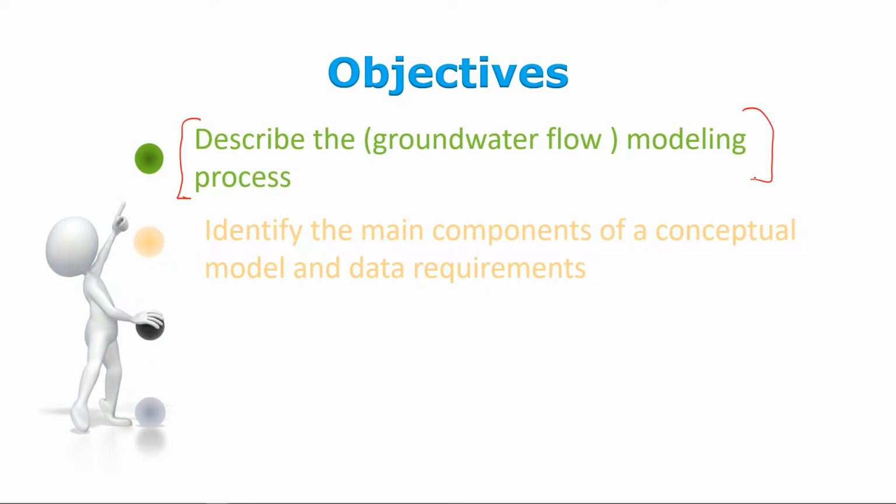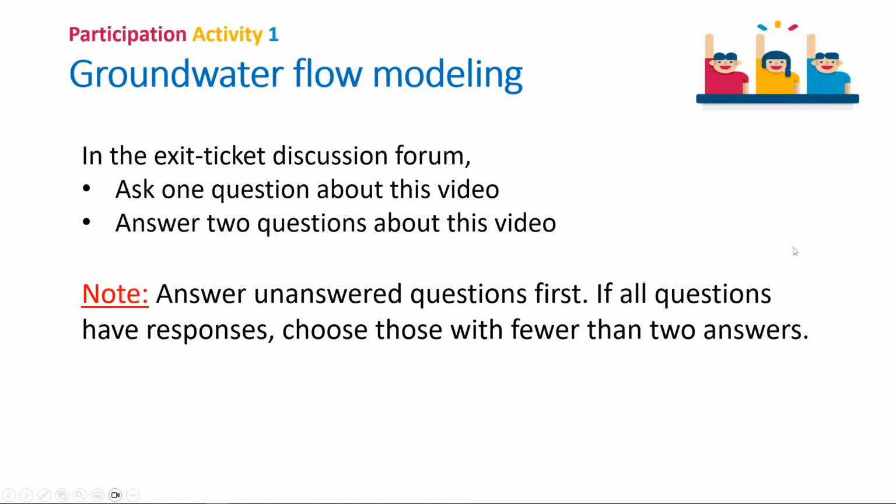So the modeling process is how you create a conceptual model, you set up your model, you calibrate your model, you apply your model, you document your model, you implement the solutions that you proposed, and then you do post auditing. That's the modeling process. You should also be able to identify the main components of the conceptual model and the data requirements, like how to set up a conceptual model and what the data requirements are for that. Okay, so let's get started.